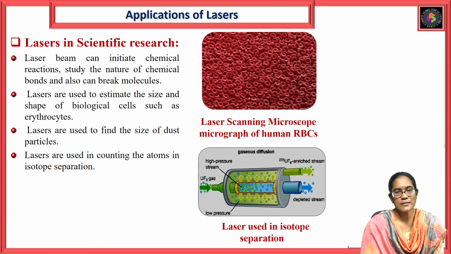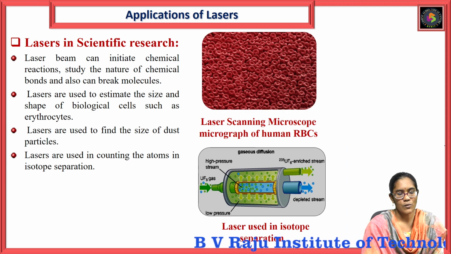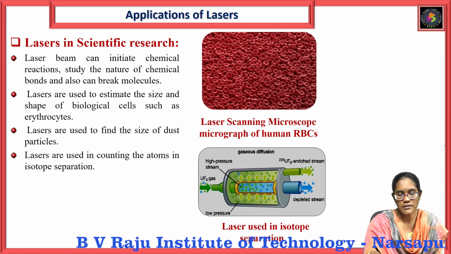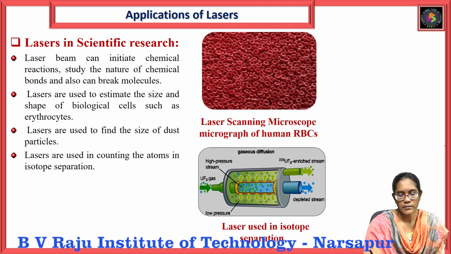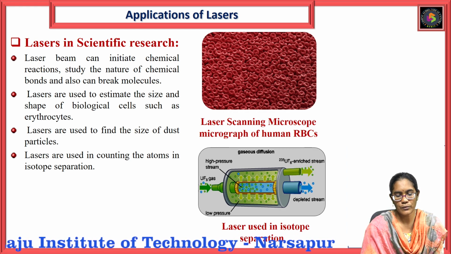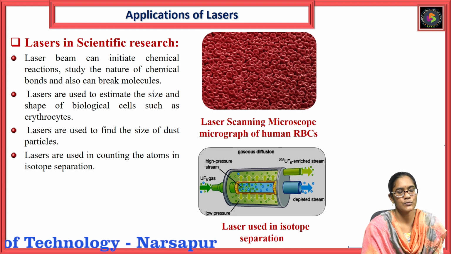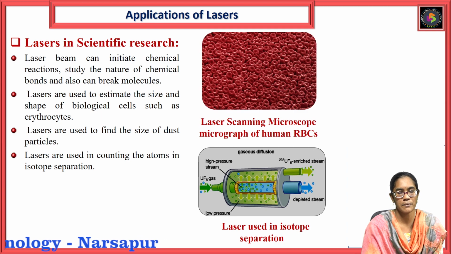And lasers are also used in scientific research. Lasers are mostly used to identify chemical bonds, and they can initiate chemical reactions, identify the nature of chemical bonds, and also break molecules. Lasers are also used to estimate the size and shape of biological cells such as erythrocytes. This image shows a laser scanning microscope micrograph of human RBC cells. So it can detect the RBC cells, and lasers are used to find the size of dust particles.